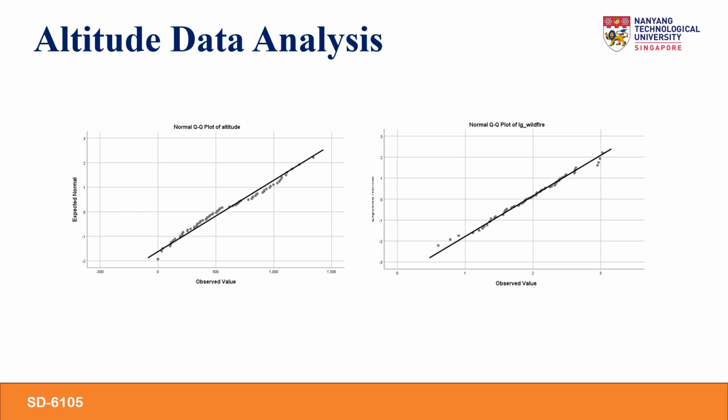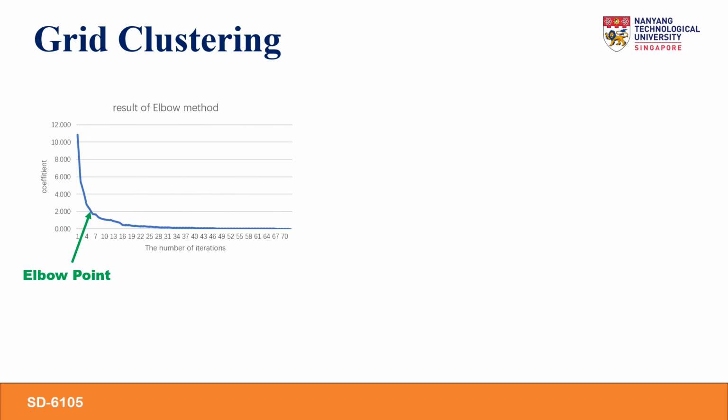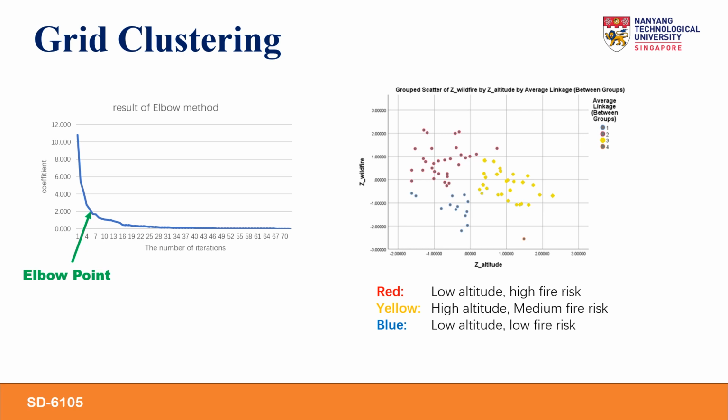We do some analysis on the altitude data. From the QQ plot, we could observe that the altitude data stick to the straight line, which means those data obey the Gaussian distribution. Since the altitude data are Gaussian distributed, we implement hierarchical clustering. We first use the elbow method to determine the number of clusters. Then we could find the elbow point at about 4, which means choosing 4 clusters is suitable. Then we do the hierarchical clustering.